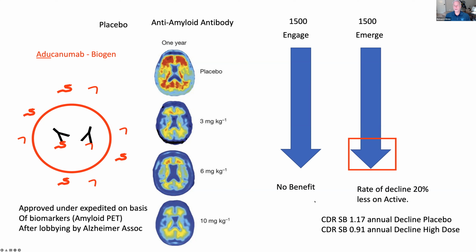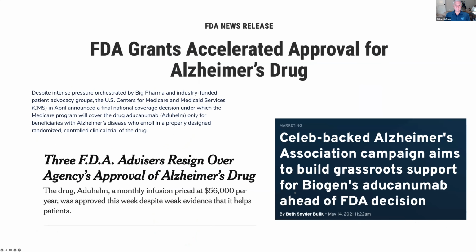The FDA approved it not because of the cognitive data, because they said it really didn't have any real effect, but because of this biomarker data. So the FDA granted accelerated approval on the basis of biomarkers. The FDA advisors, all of whom voted against it, 3 of the 10 resigned. And then one of the reasons it was approved, because the Alzheimer's Association, for some crazy reason, really backed this and put a lot of pressure on the FDA to do this.